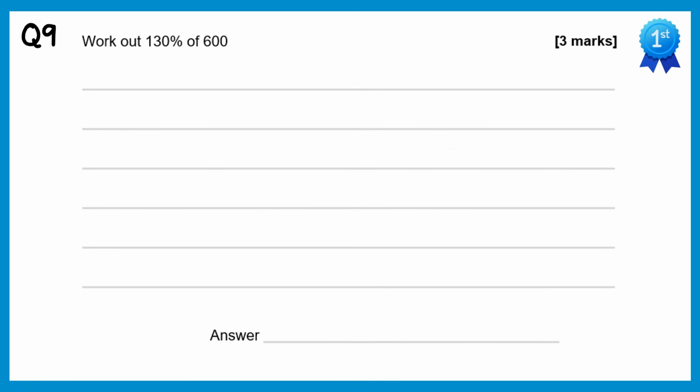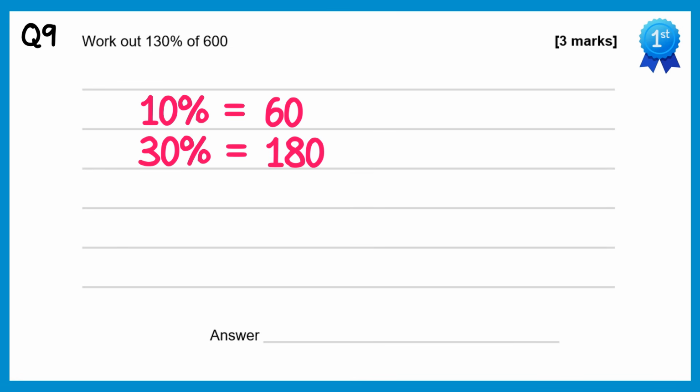In this question, we need to find 130% of 600. We'll start by trying to find 10%. To find 10% of any number, you divide it by 10. So 600 divided by 10 is 60. Now we can multiply this by 3 to get to 30%. So 10% times 3 is 30%, and 60 times 3 is 180.